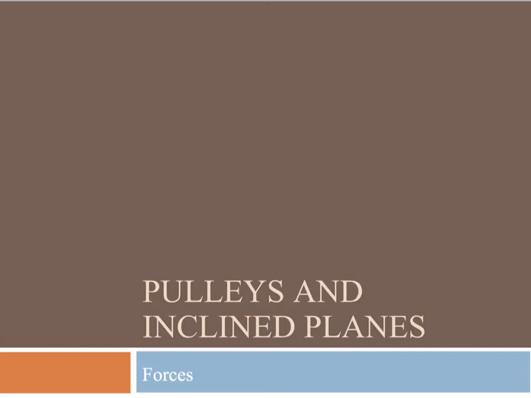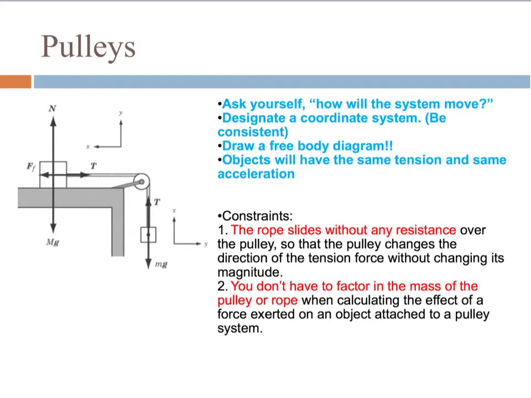This video deals with pulleys and inclined planes. With pulley systems, you're going to want to ask yourself, how will the system move? Meaning, if I have an object on a pulley tied to another object, once I let everything go, where will it start to move? Then, with this, you're going to designate a coordinate system.